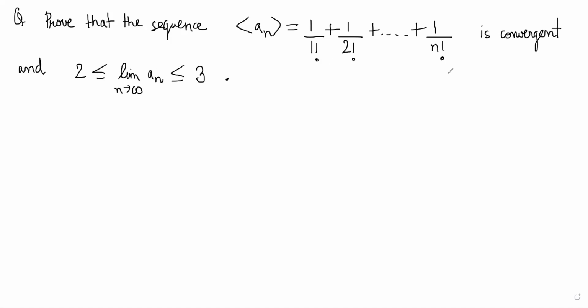Prove that the sequence is convergent. You have to prove that it is monotonic and bounded. If you can prove that it is monotonic and bounded, then it will be convergent.